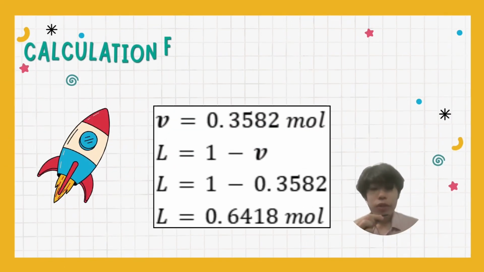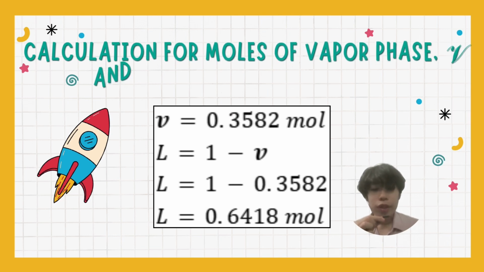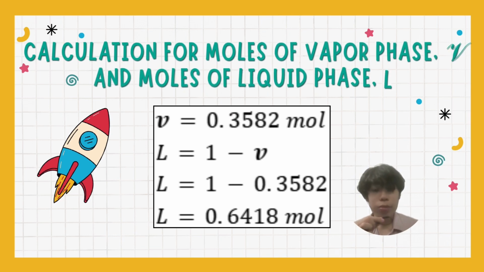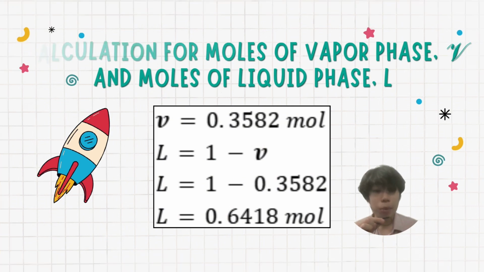Therefore, by obtaining the value of V, which is the mole of the vapor phase, equal to 0.3582 mole, we can also obtain the mole of the liquid phase L by using the formula L equals 1 minus V, which is equivalent to 0.6418 mole.